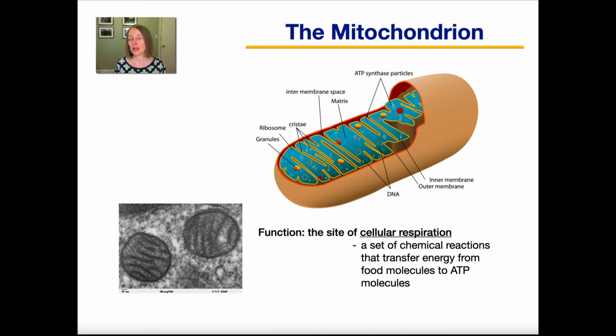Now, I would be remiss if I did not mention the mitochondrion while teaching you about cells. So the mitochondrion is a very important organelle. It is the site of a process called cellular respiration, which is a set of chemical reactions that transfer energy from food molecules to ATP molecules. You'll learn more about this later. Let's just say for now that it is how your cells are able to harness the energy from food. And mitochondria are present in all eukaryotic cells. So in you, in animals, plants, fungi, in algae, all eukaryotic cells have these.